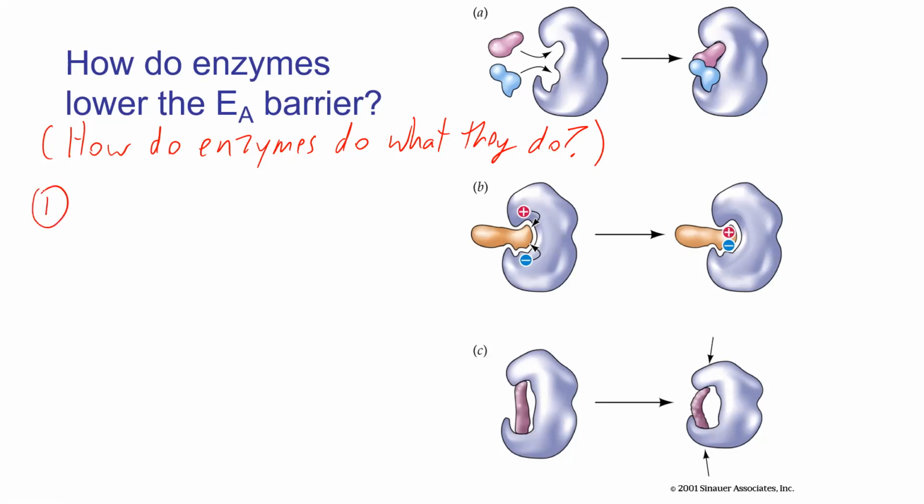So there's really three different things that are going on. So one is something that we call the proximity effect. So what does that mean? So that means that you've got two substrates that want to react together, and they're not going to react together unless they're actually together. So it's kind of like a dating service, bringing two people together that normally wouldn't necessarily meet. So we can say that enzymes bring the substrates together.